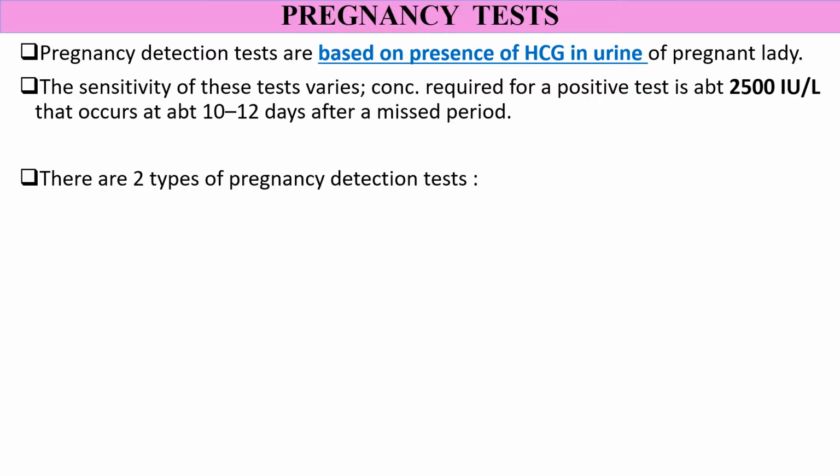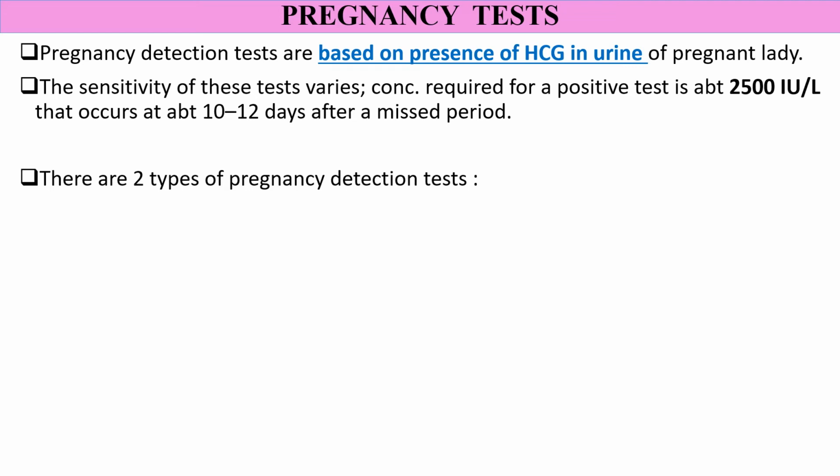Next is pregnancy tests. In an adult woman, amenorrhea, that is absence of menstruation, is the first sign of pregnancy, but it occurs in many other conditions as well. Therefore, detection of early pregnancy is made possible by certain pregnancy tests. These tests are based on the presence of human chorionic gonadotropin hormone in the urine of a pregnant female.